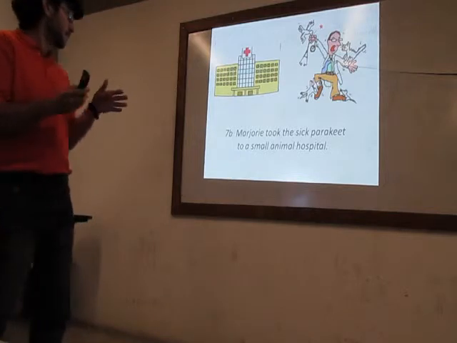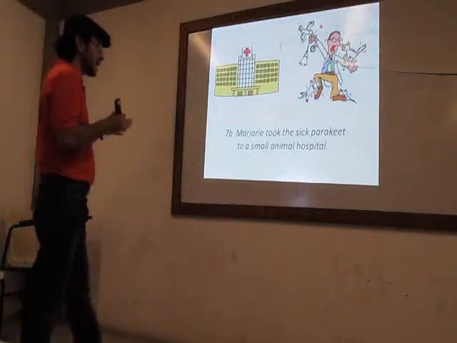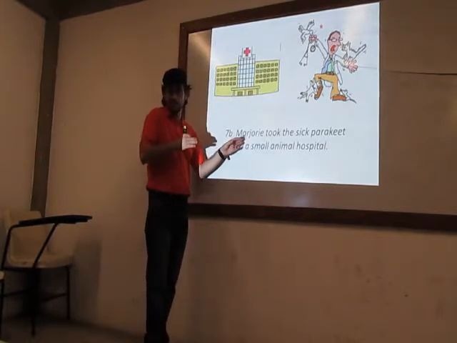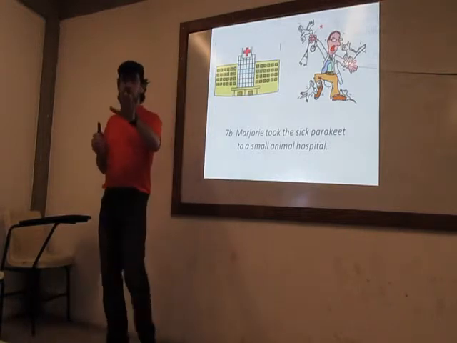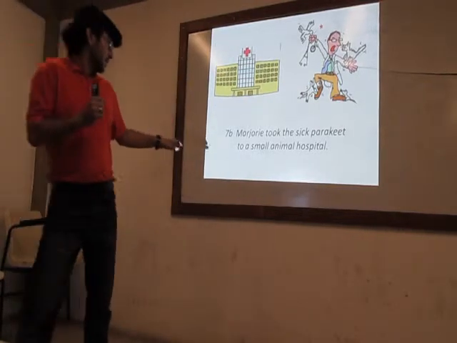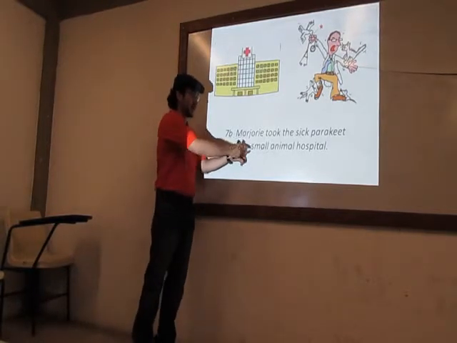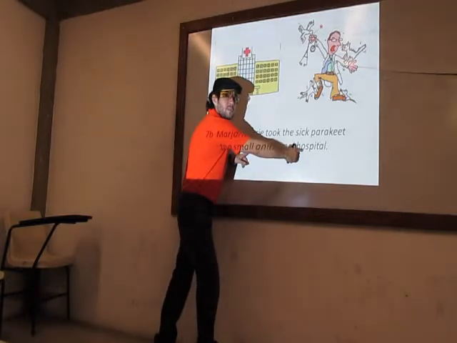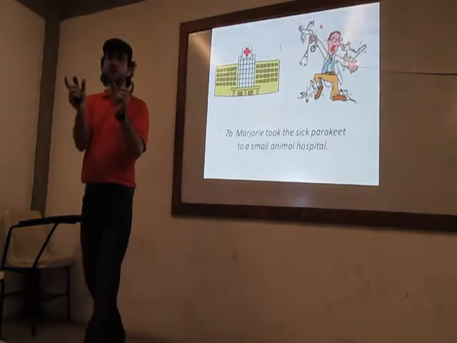I can't see small animals. Let me read the sentence. Okay? Marjorie took the sick parakeet to a small animal hospital. Yes, okay? It's your opinion. I understand that. But you can make a link here. Qualify not animal, not small animal, but small hospital. The hospital is not so huge. Not so big. So you have two possibilities.